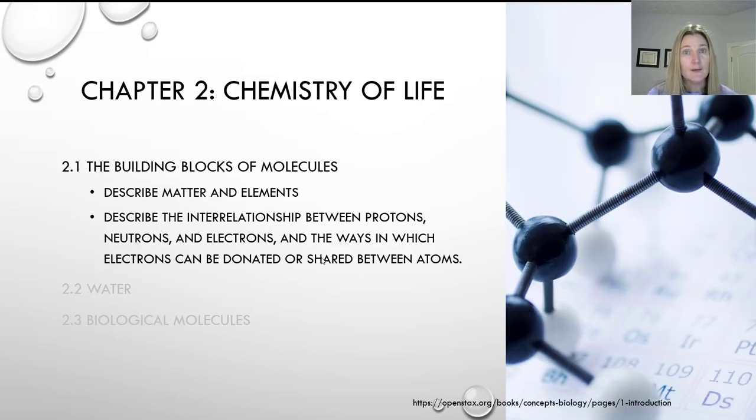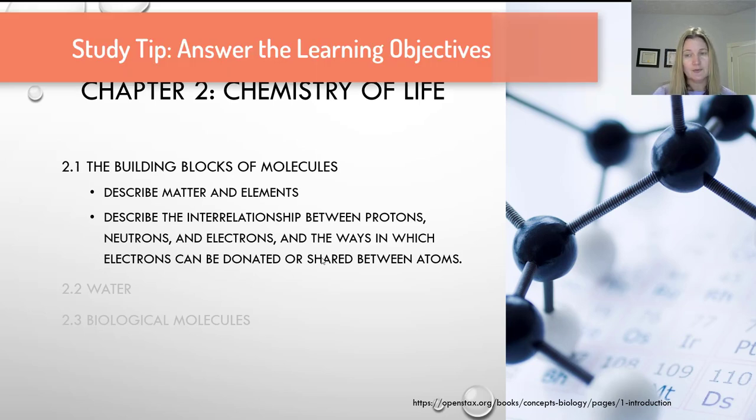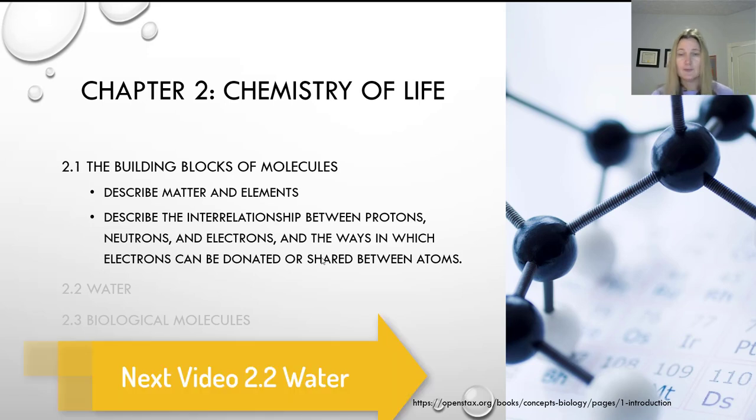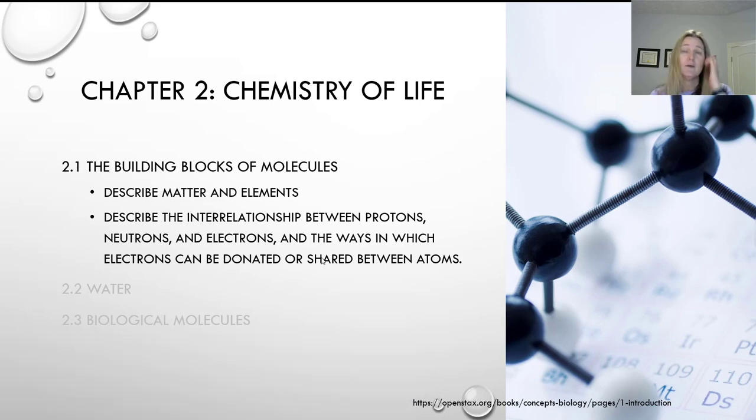All right, so by now we've already described matter and elements. We've described the interrelationship between protons, neutrons, electrons, and the way in which electrons can be donated or shared between atoms. So the next video is going to cover the second section of chapter 2, where we deal with water itself. Remember, water, that molecule, has polar covalent bonds, but it can form hydrogen bonds with nearby water.